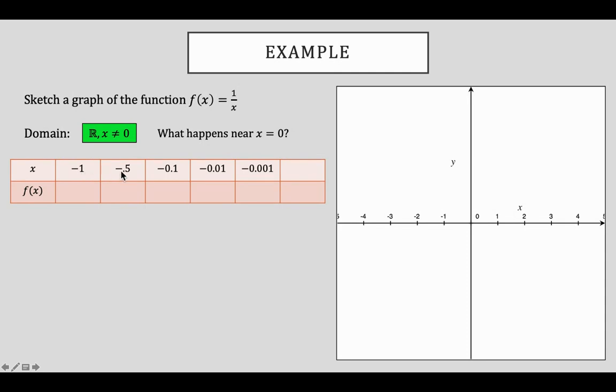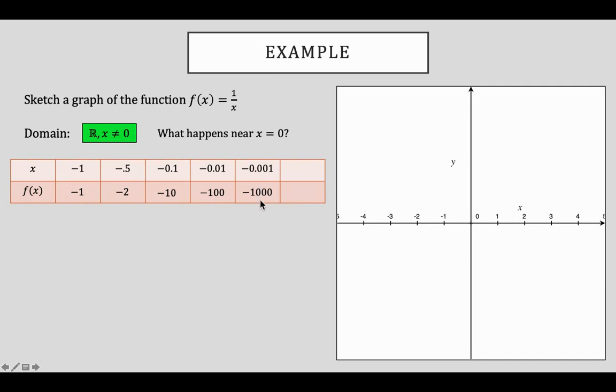Notice, here I have some different x values, and these x values are getting closer and closer to 0, but notice that they are all to the left of 0. If we were to plug in these values into our function f of x, I would have 1 divided by negative 1. Well, that gives me negative 1. If I plug in negative 1 half, 1 divided by negative 1 half, that gives me negative 2. 1 divided by negative 1/10, that gives me negative 10. 1 divided by negative 100th, that gives me negative 100. 1 divided by negative 1,000 gives me negative 1,000.